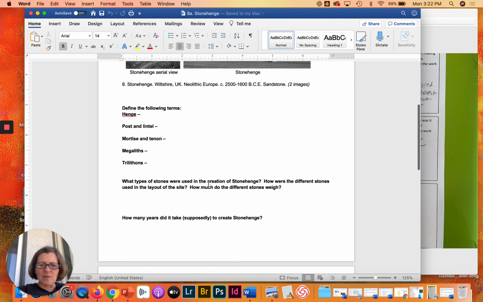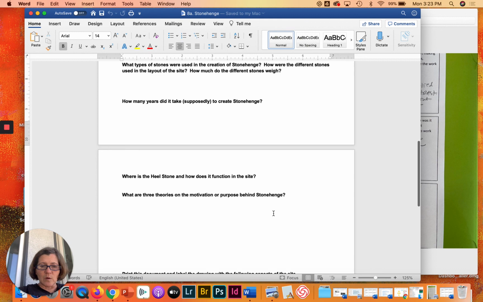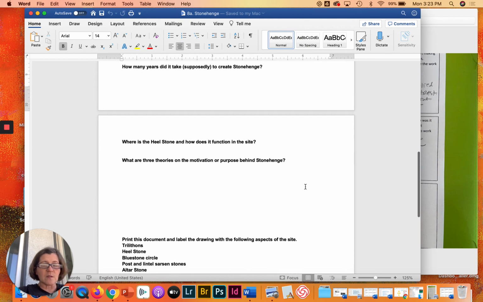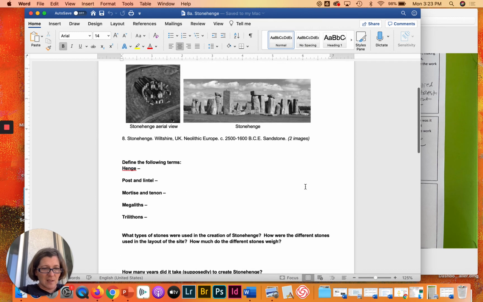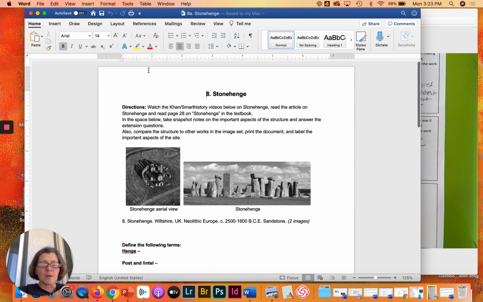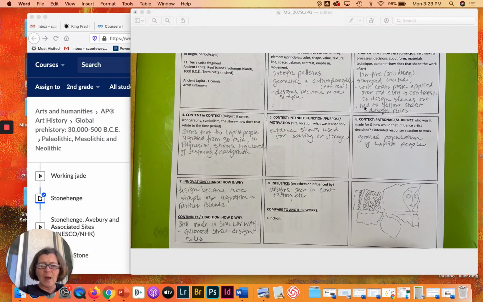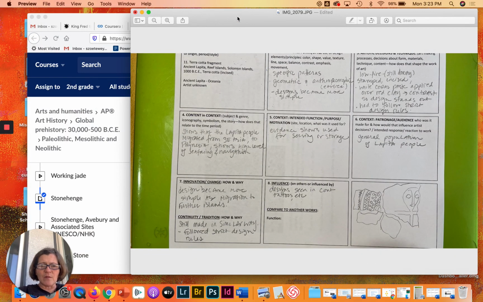And then, it says what types of stones. On your graphic organizer, that would be under the materials section. How are the different stones used in the layout, and how much do they weigh? Those would be mostly boxes 2 and 3. How long did it take, and what are the 3 theories on the motivation or purpose? You can see how it's basically the same information, just in a different format. So you can do either, you don't have to do both. If you want to try this one instead of the other one, just to see how it goes, that's totally fine, okay?